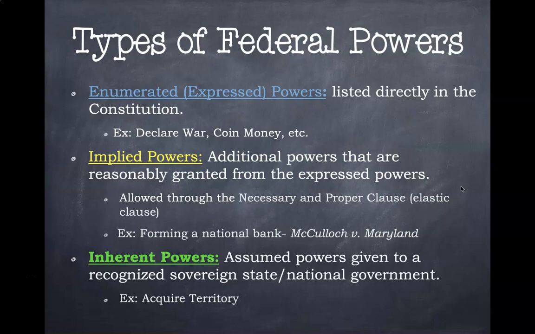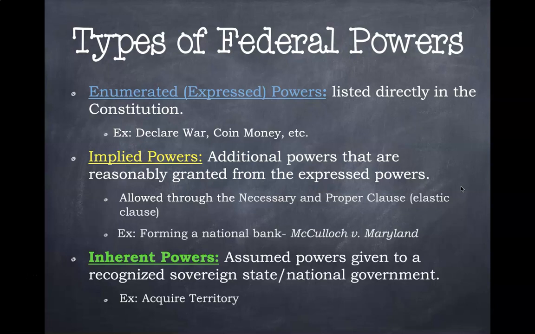Implied powers are additional powers that are reasonably granted from the expressed powers. For example, if I were to say that the way you wrote it, it implies something, or you've heard some people say, well, you didn't say it like that, but you meant it this way. That means you're implying something. In the Constitution, the wording is written in a certain way that the government over the years has been able to grant itself more power based on the wording. For example, the necessary and proper clause, the elastic clause, is what it's known as. Elastic is something that stretches, which means that the government can stretch its power to gain more power.